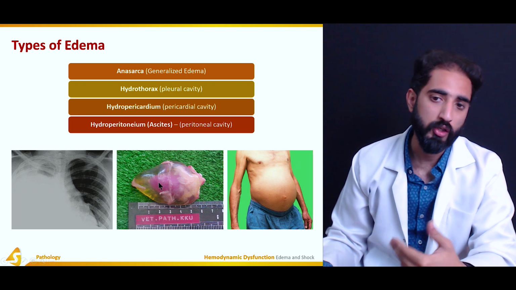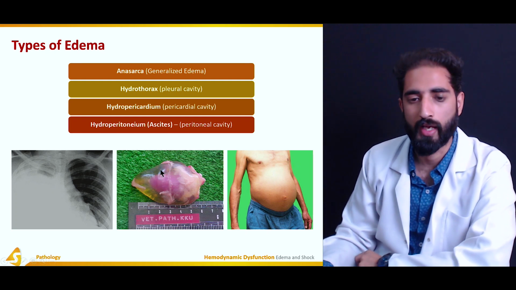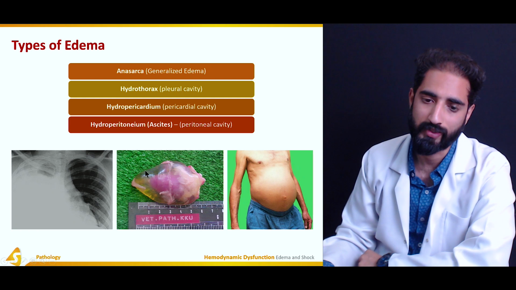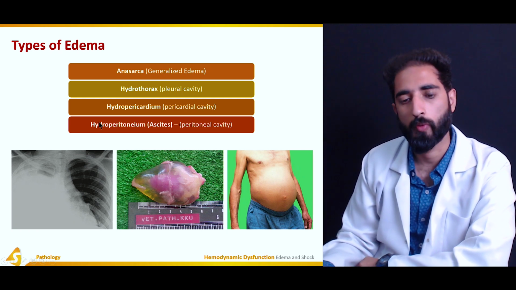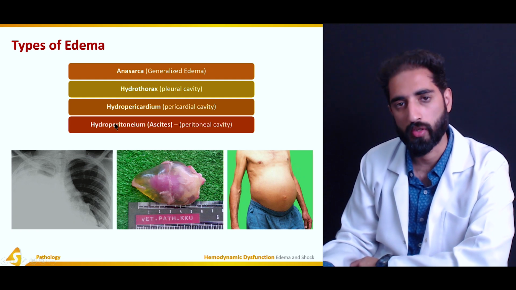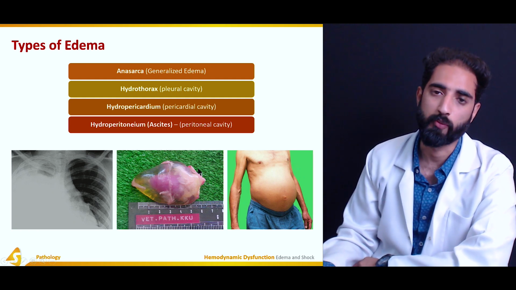This fluid can also accumulate in the pericardial cavity, which is known as hydropericardium, and here you can see the fluid accumulation in the pericardial sac, and hydroperitoneum, which is also known as ascites, in which there is a fluid accumulation in the peritoneal cavity.